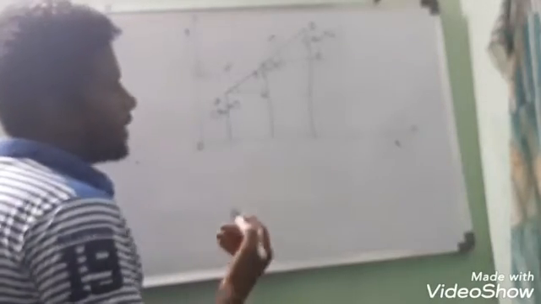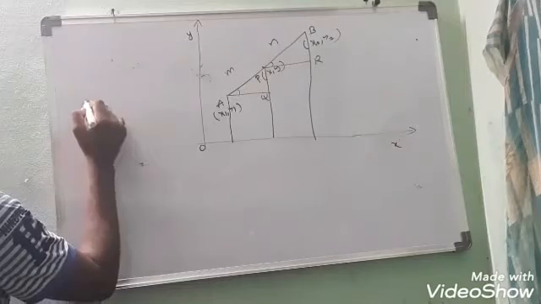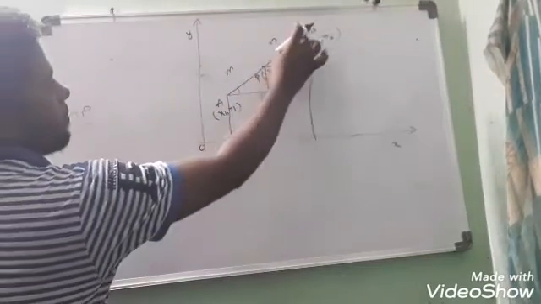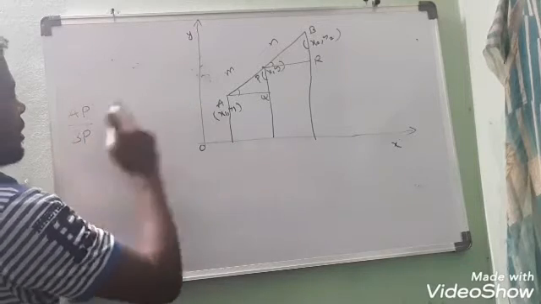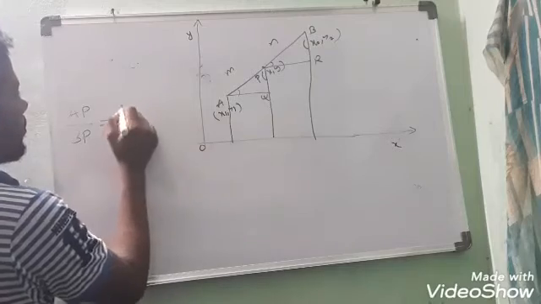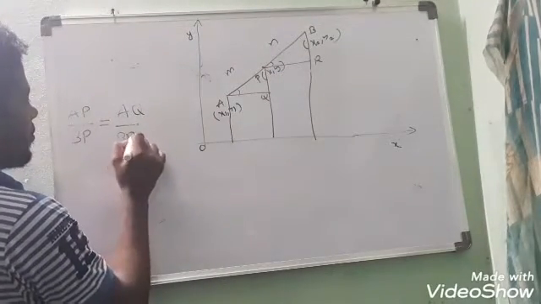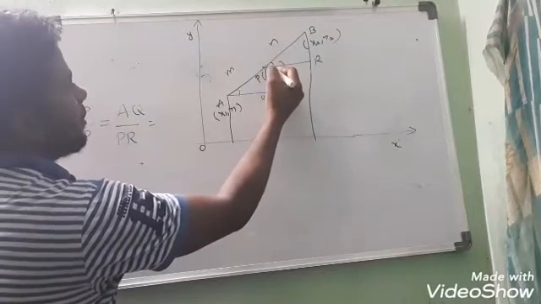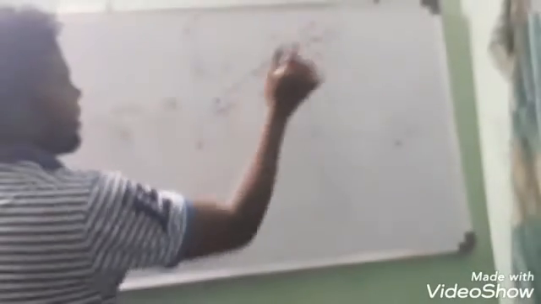So we can write that AP by BP is equal to AQ by PR, and what else? Okay, here I forgot. Sorry, so PQ by BR.